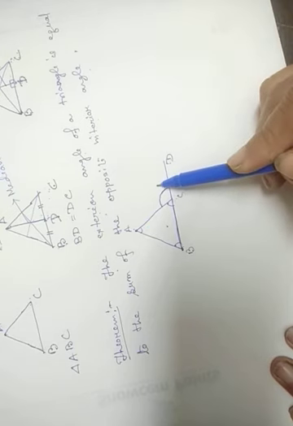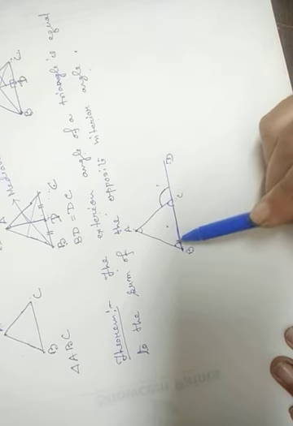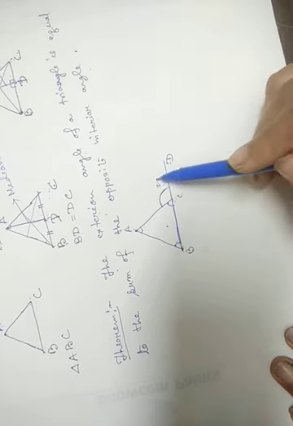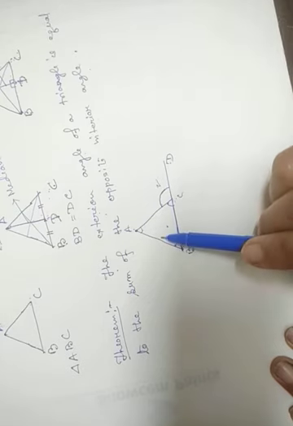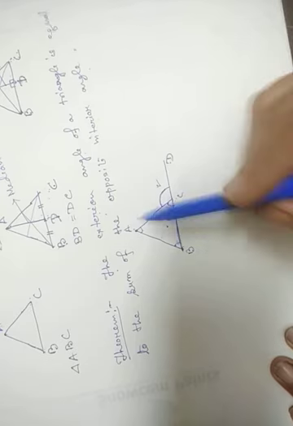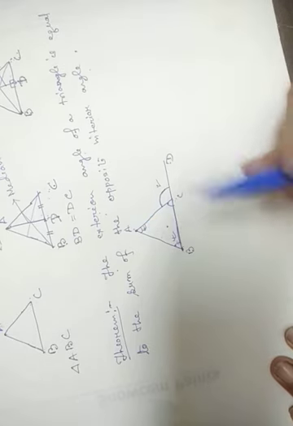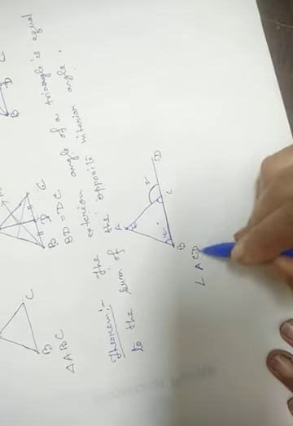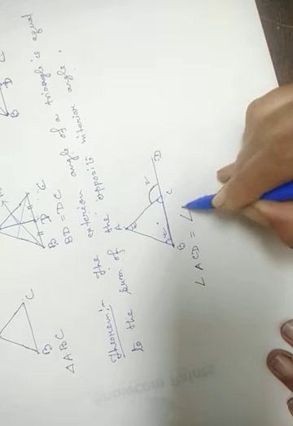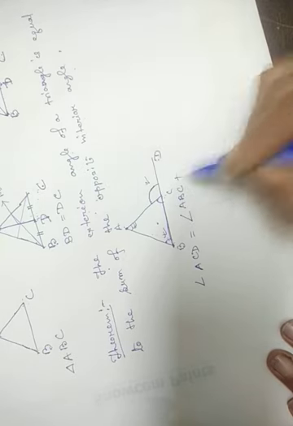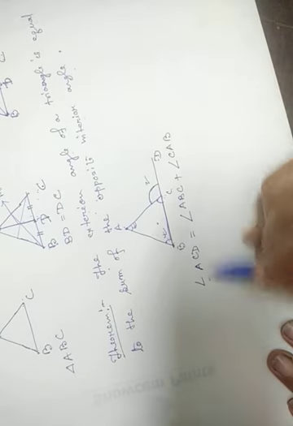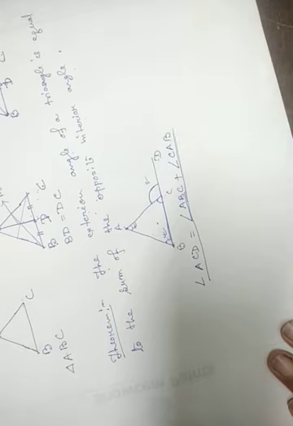This exterior angle is equal to the sum of the opposite interior angles, that is, angle A plus angle B. This is the exterior angle. Opposite of this exterior angle are which angles? This one and this one. So according to the theorem, angle ACD equals angle ABC plus angle CAB. This is according to the theorem, this is the equation.